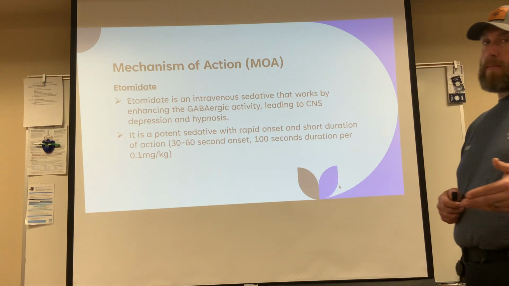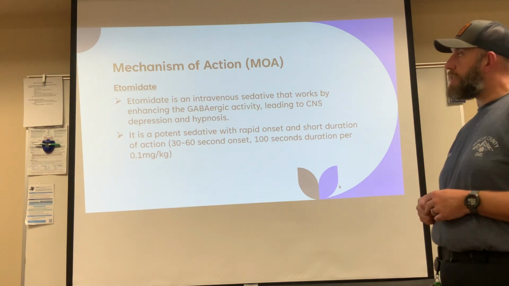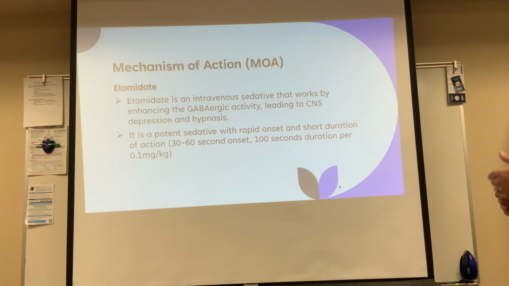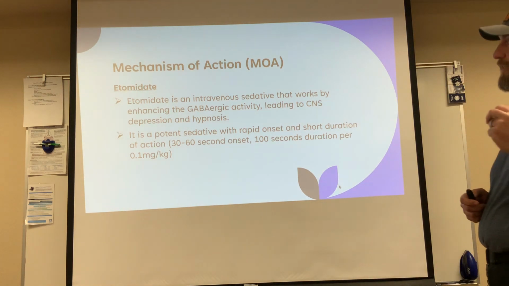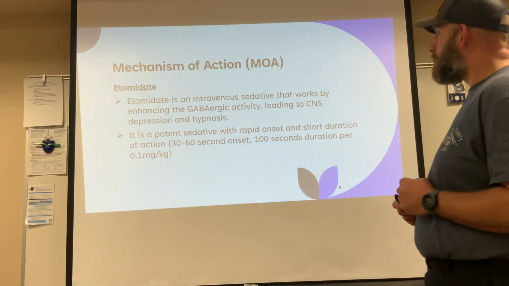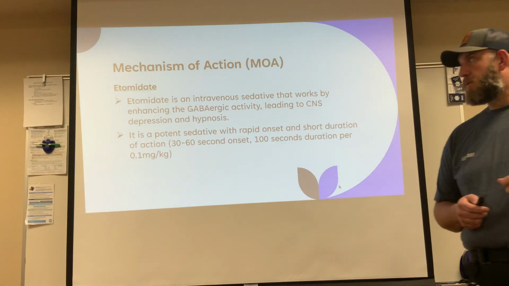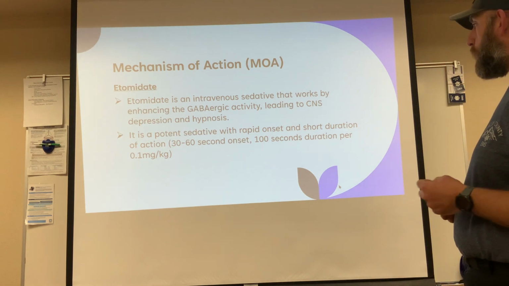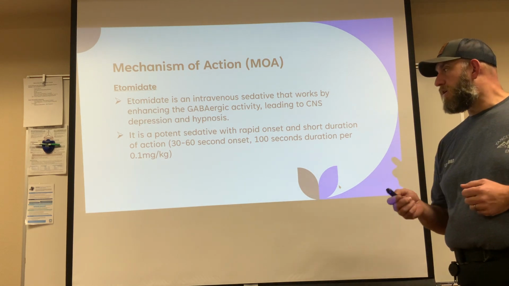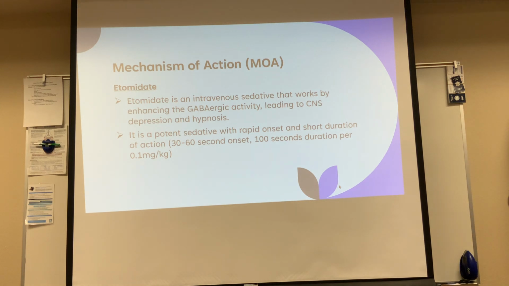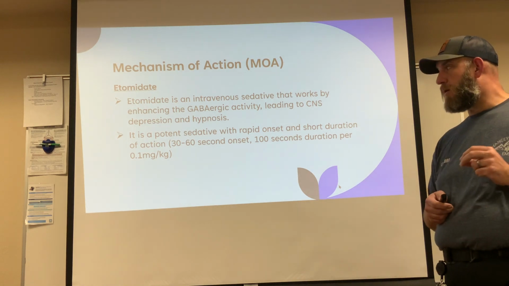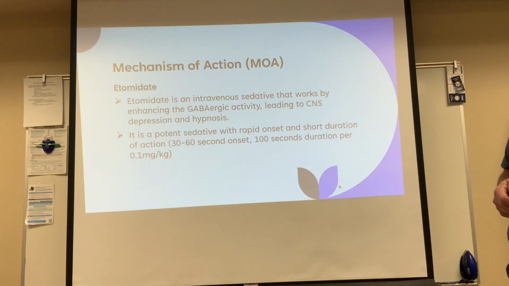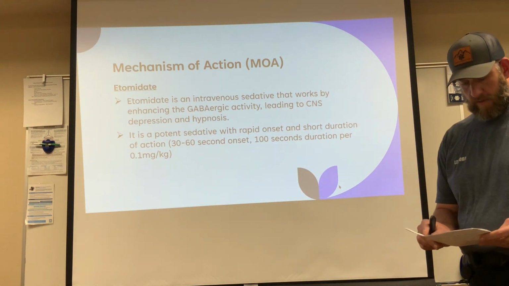So let's talk about etomidate. Mechanism of action for etomidate. Etomidate is an intravenous sedative that works by enhancing the GABAergic activity, leading to central nervous system depression and hypnosis. It's a potent sedative with rapid onset and short duration of action. 30 to 60 second onset, about 100-second duration per 0.1 milligrams per kilogram. So I mean, it's very powerful, very quick to set on.